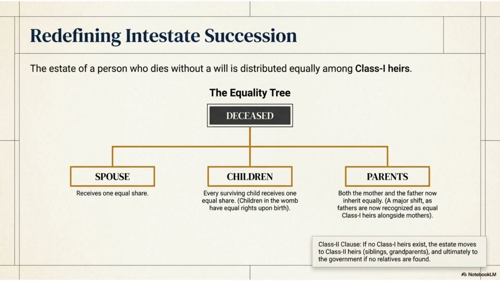The UCC redefines intestate succession, distributing the estate of a person who dies without a will equally among Class 1 heirs. The spouse, children, and parents all receive one equal share, recognizing fathers as equal heirs alongside mothers.